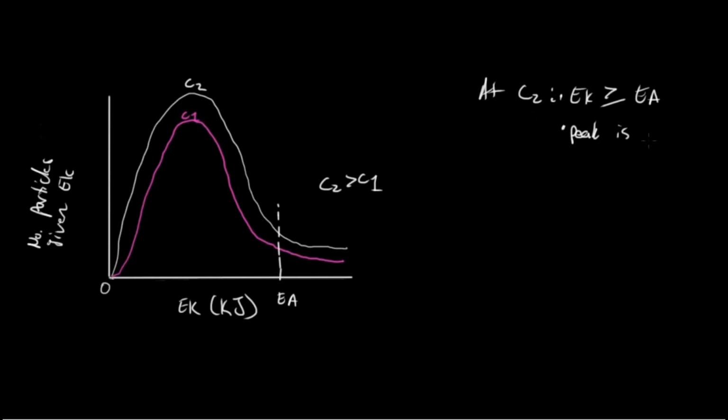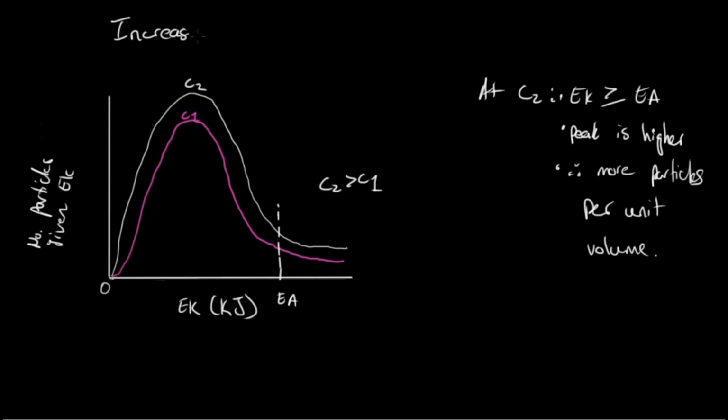It's also worth denoting here in the note section: more particles per unit volume. Therefore, more particles per unit volume. And this was the graph heading, of course, increase in concentration. Do we all have that?